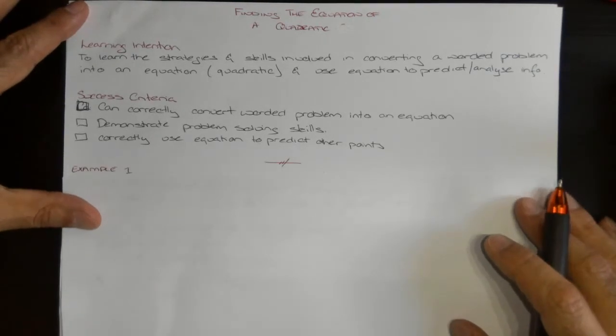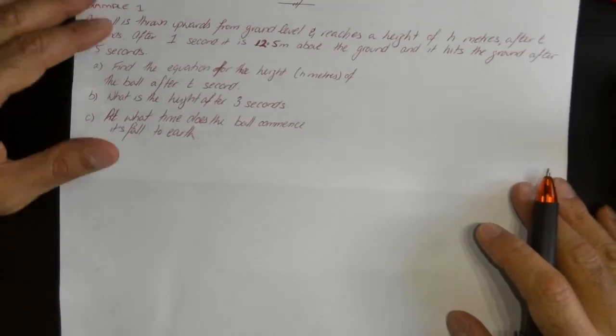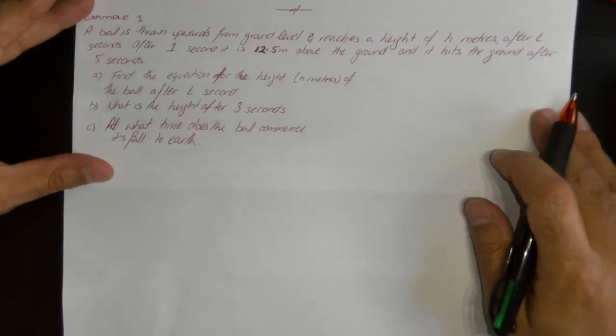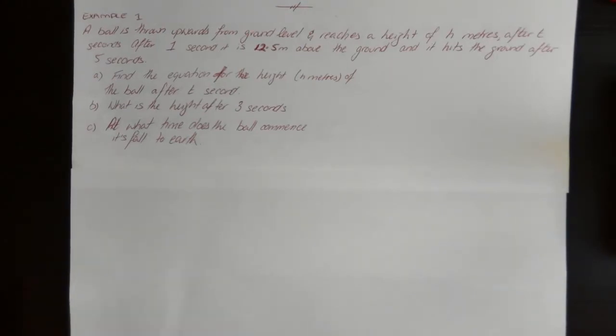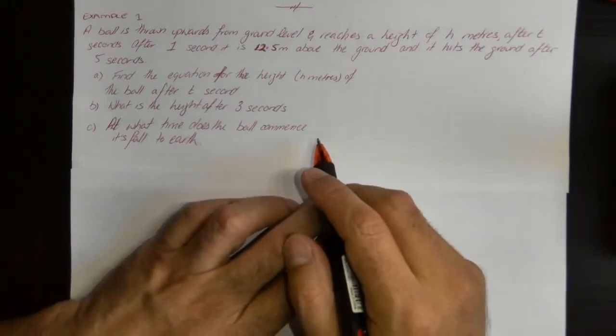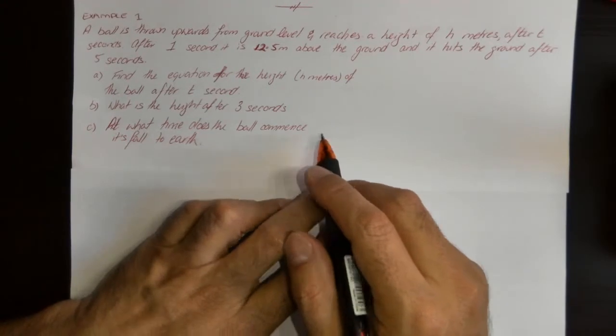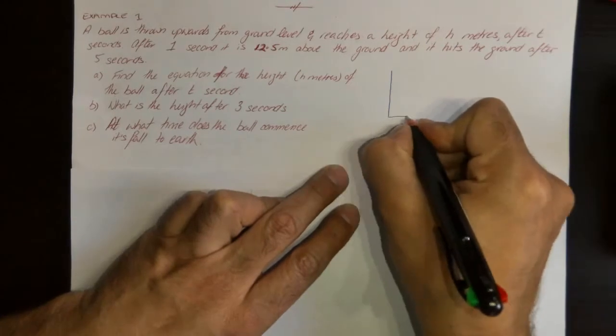So here's an example. I'm going to do the example and then use the example and work on a different sheet. So we have a ball. It's thrown upwards from ground level and reaches a height of h meters after t seconds. And after 1 second, it is 12.5 meters above the ground, and it hits the ground after 5 seconds. So what I'm going to do, my first strategy is to draw a diagram that kind of represents this. And I'm going to do it on a Cartesian plane, kind of like this.